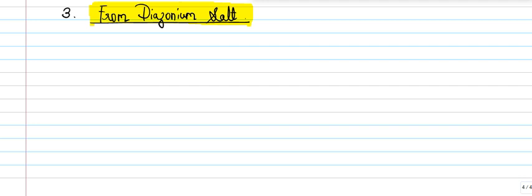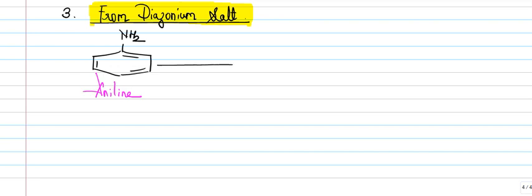Okay, now let us start with the next method of producing phenol. Here we start with a primary aromatic amine, something like aniline here, and we first of all perform its diazotization. Now diazotization is a reaction which is done by reacting a primary aromatic amine with a mixture of NaNO2 and HCl, which actually is nitrous acid, HNO2. So HNO2 is actually the outcome of NaNO2 being mixed with HCl.